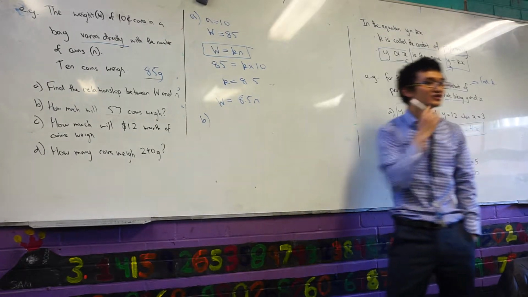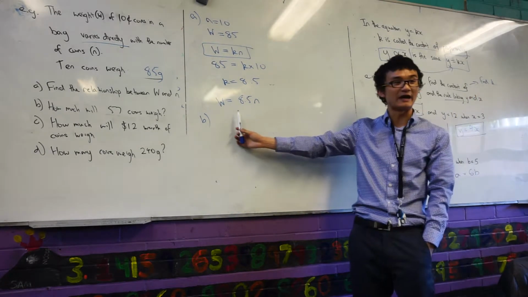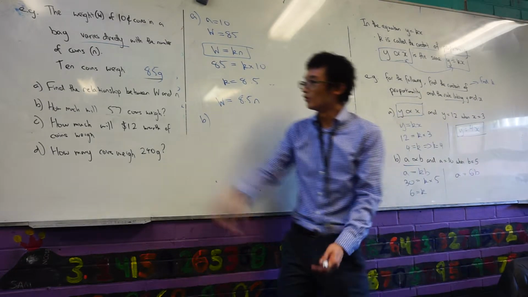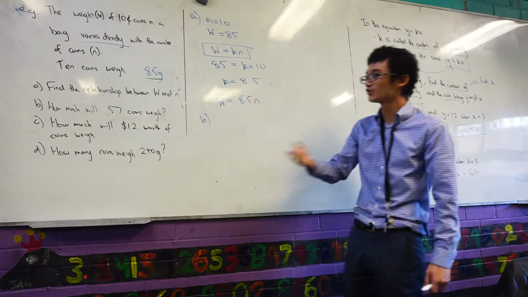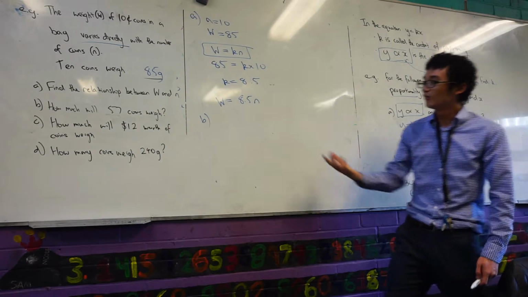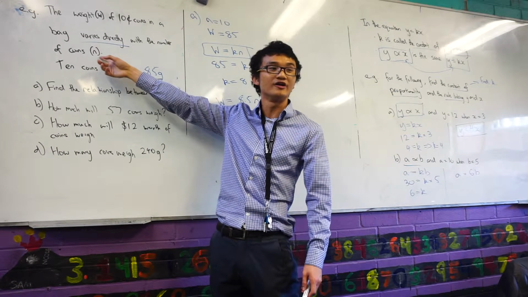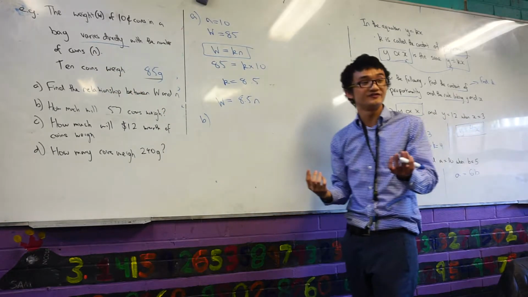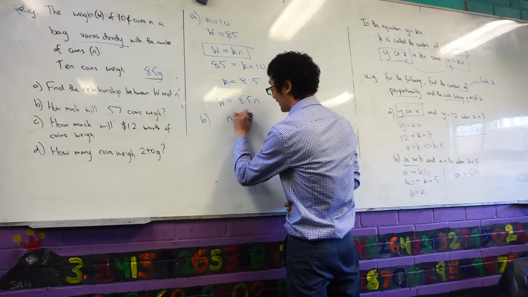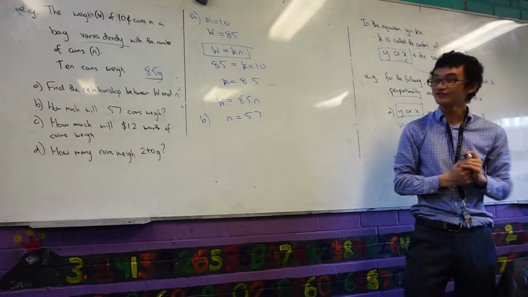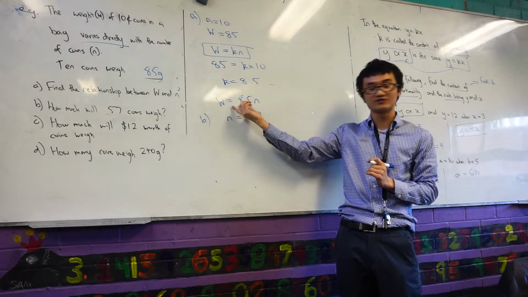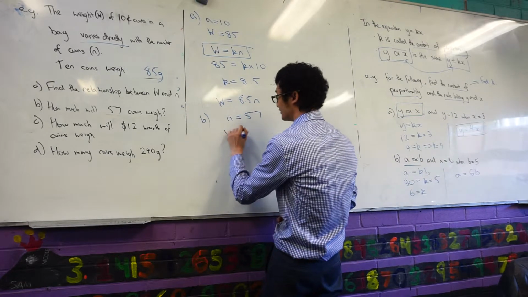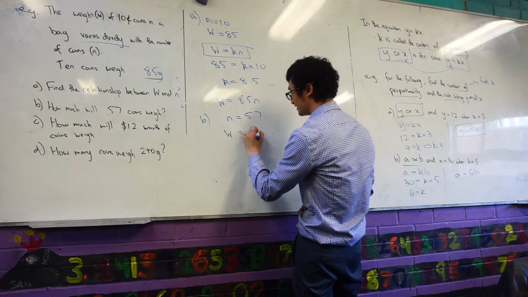Now that you have the constant of proportionality, this is actually really powerful because you have a link between the weight and the number of coins. When they ask you something like, how much will 57 coins weigh? Well, that's asking, I've got 57 coins. That means my n value is 57. So n is equal to 57, and all I need to do is substitute into this formula that we've developed. I just replace n with 57 in my equation.